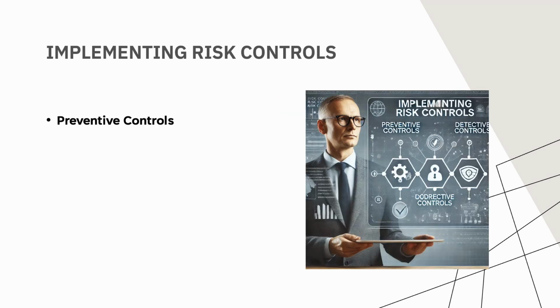Preventive controls are designed to stop money laundering before it happens. Examples include customer due diligence and enhanced due diligence for high-risk customers. Detective controls are measures that identify suspicious activities as they occur, such as transaction monitoring systems and suspicious activity reports. Corrective controls address issues after they have been identified. This might involve revising AML policies, training employees, or implementing new technologies.